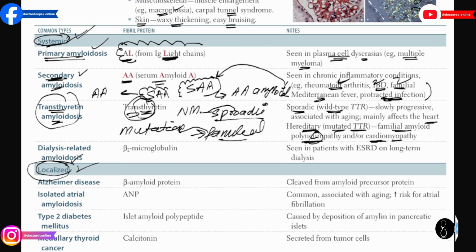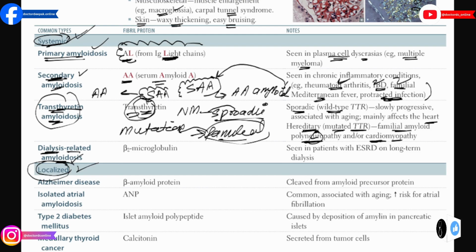The major difference between these types, you just have to keep in mind, is that in the sporadic type of transthyretin amyloidosis, the transthyretin protein is not mutated. But in the case of familial, the transthyretin protein is mutated. So when the protein is mutated, it is going to be accumulated in our body, which is called transthyretin amyloidosis. Then after that, we have the dialysis related amyloidosis.